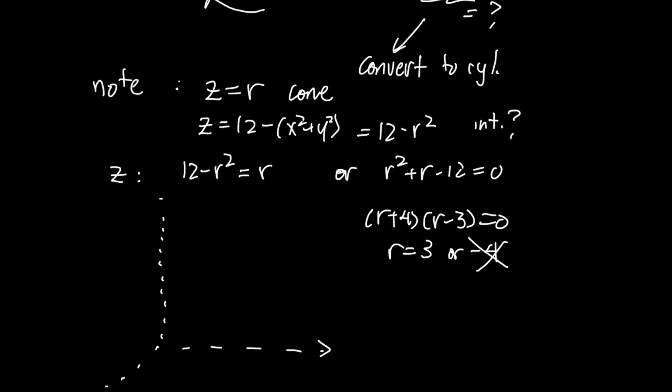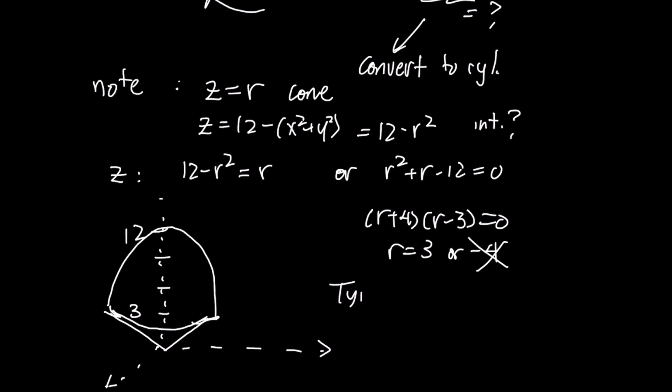So in the z-axis, we will have a paraboloid that intersects this cone. So our cone will go up to a height of z equals r, which is 3. And then the paraboloid will sit on top of it, almost like ice cream. So we want to figure out the volume of this region.